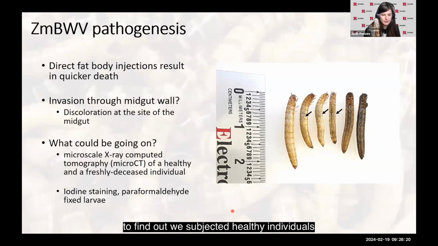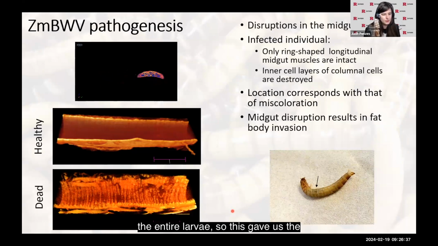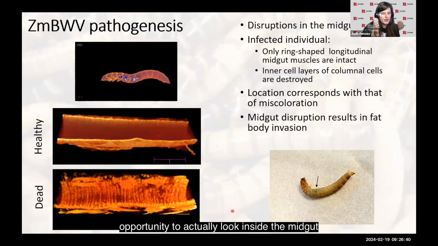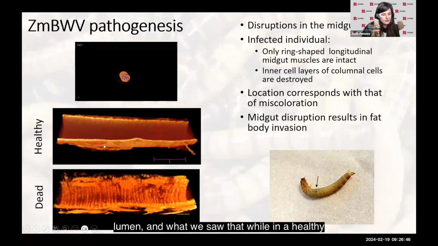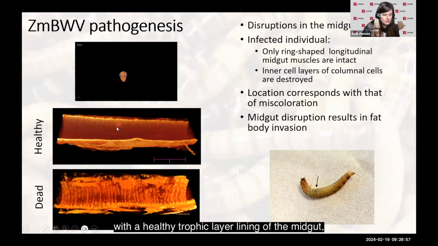And to find out, we subjected healthy individuals as well as freshly diseased individuals to micro-CT, with which we could render a 3-dimensional rendering of the entire larvae. So this gave us the opportunity to actually look inside the midgut lumen, and we saw that while in a healthy individual, this midgut looks really what it should look like in an animal that feeds well, with a healthy trophic layer lining the midgut.